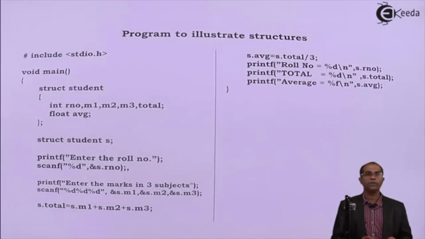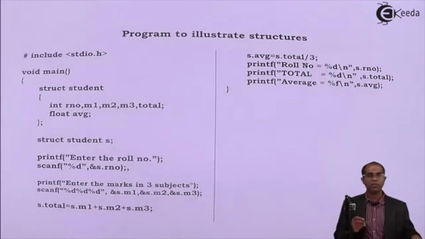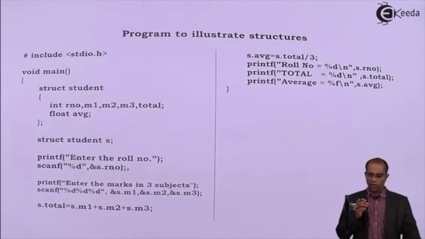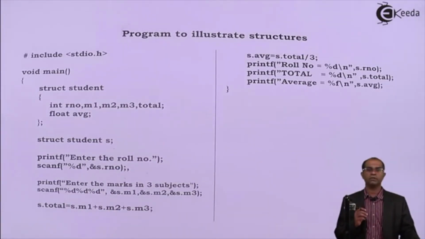We have said in the previous video that this particular structure's members will not be allocated even a single byte. Now the members M1, M2, M3, total or RNO will not have even a single byte allocated. So I will not have members pertaining to this particular structure. So what do I need to do now?